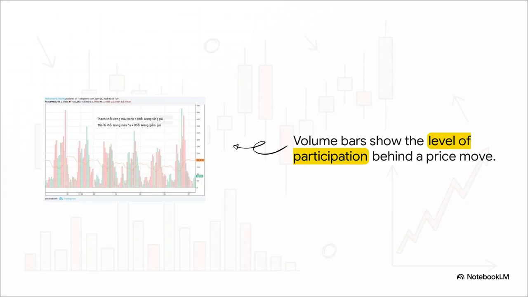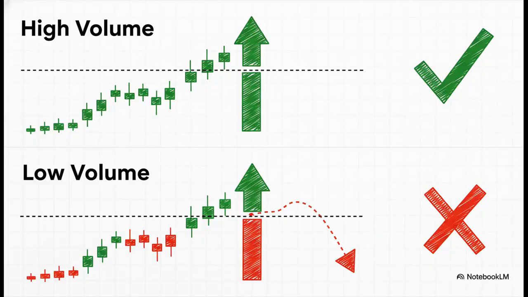Reading volume is actually pretty simple. Each bar at the bottom corresponds to the candlestick right above it. A big green bar means a lot of buying participation, and a big red bar means a lot of selling pressure. So what's the key takeaway here?